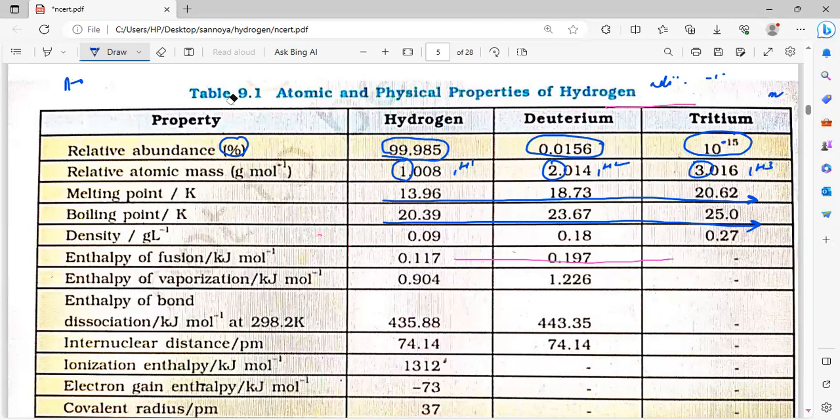Why are higher intermolecular forces there? Why is it increasing from hydrogen to tritium? Why is it increasing? Yes or no? Why is it increasing? Intermolecular forces are why it is increasing.